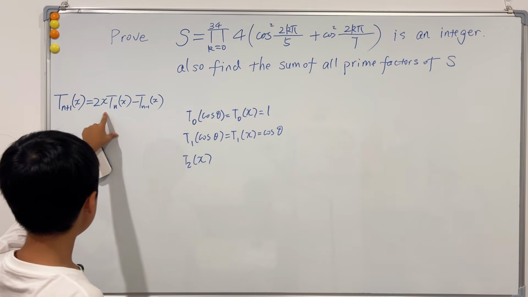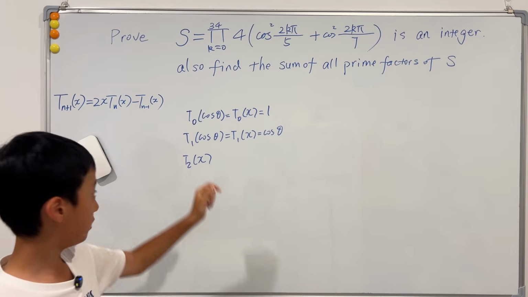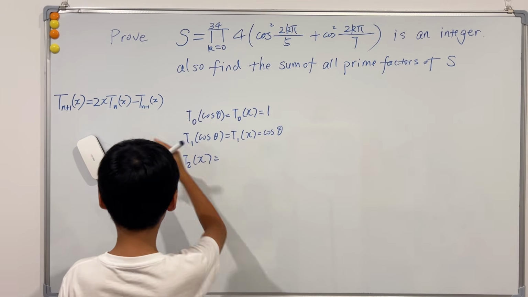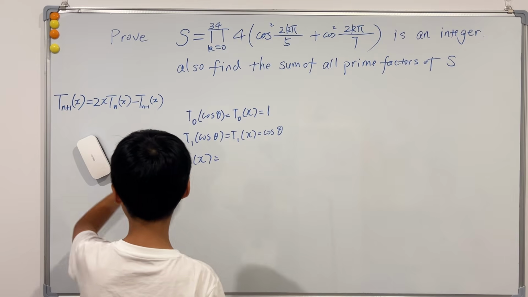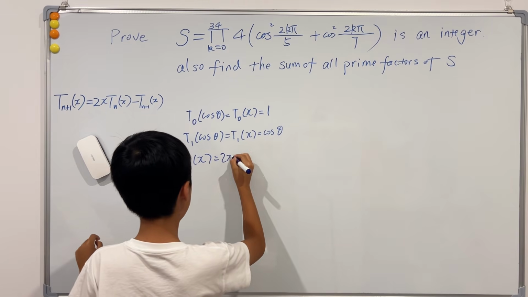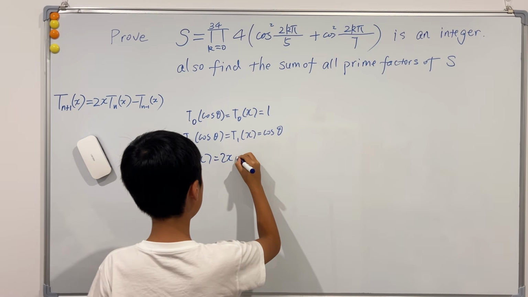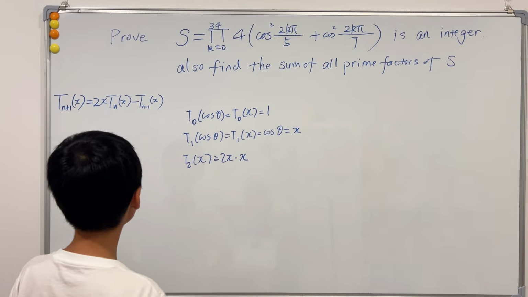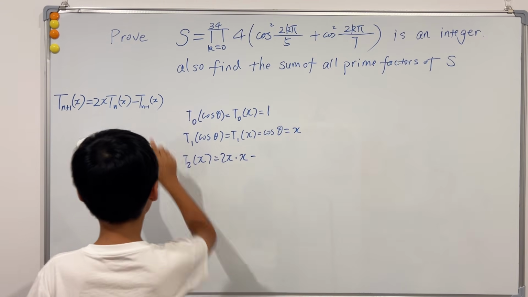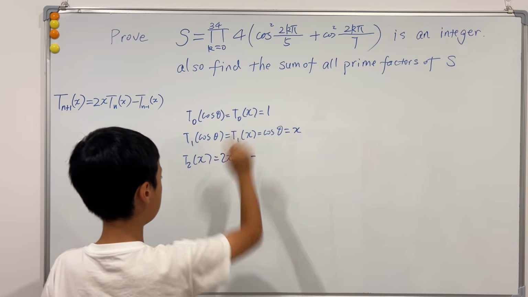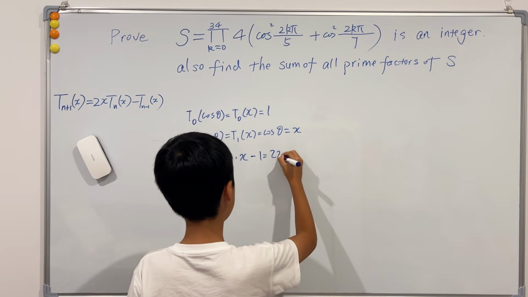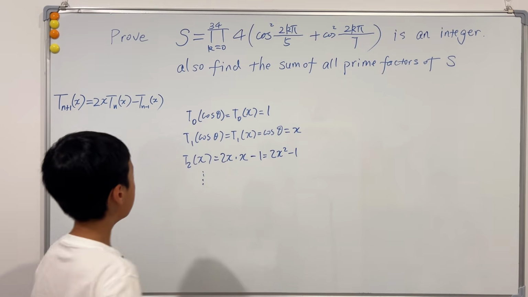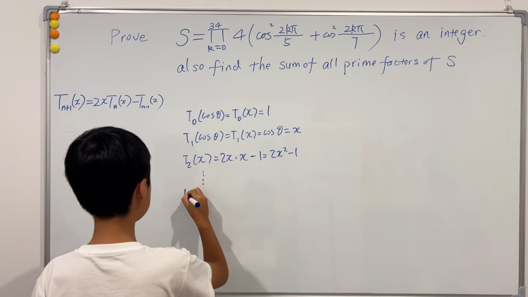Since this is a recurrence equation, with only the first two terms, we can figure out all other terms. So using this recurrence formula, we see that T2 of x will be 2x times T1 of x, which is x. And then we subtract T0, so minus 1, which equals 2x squared minus 1. And if you keep writing, then for this question, we will have to use T7 of x.